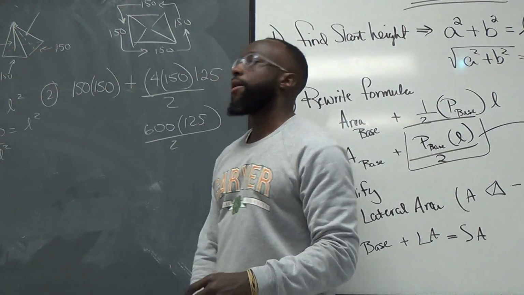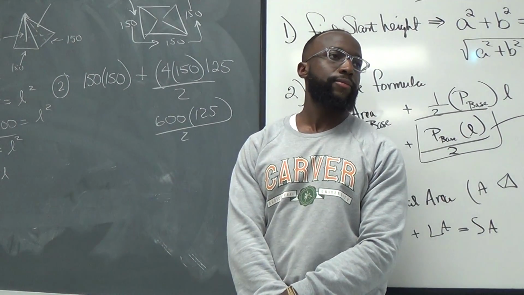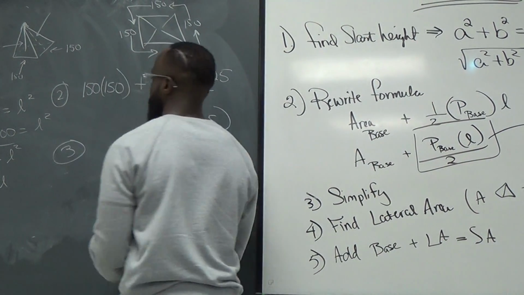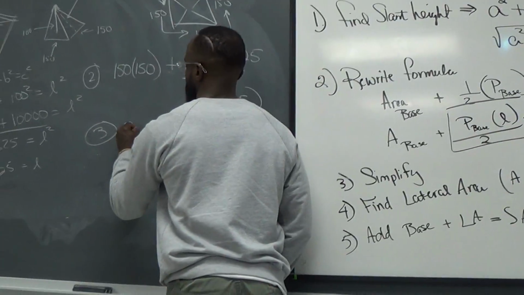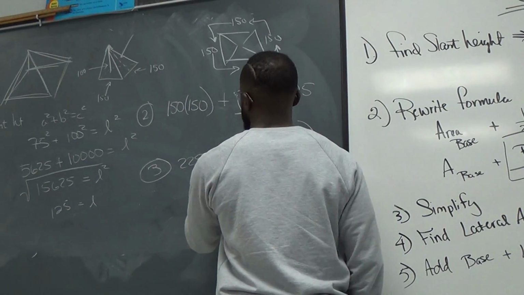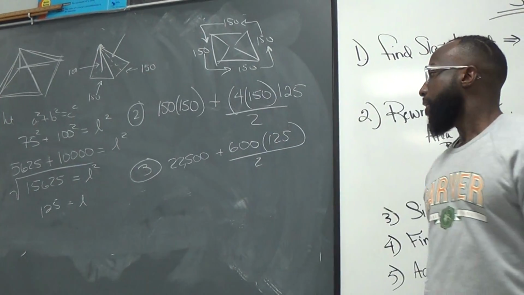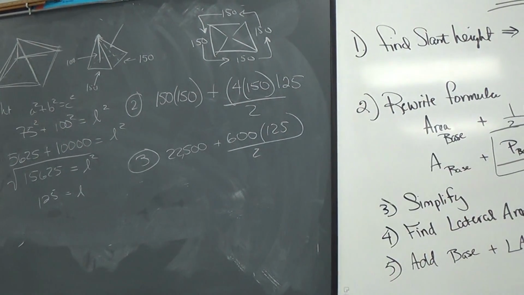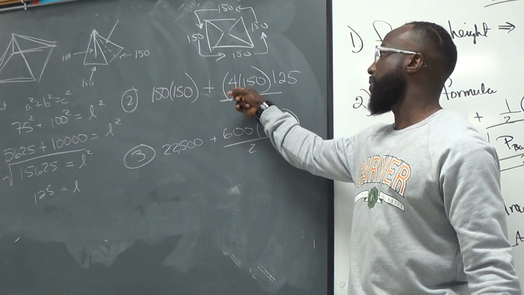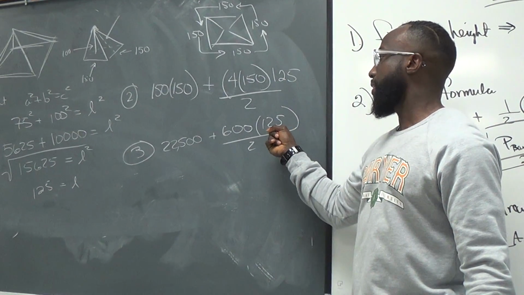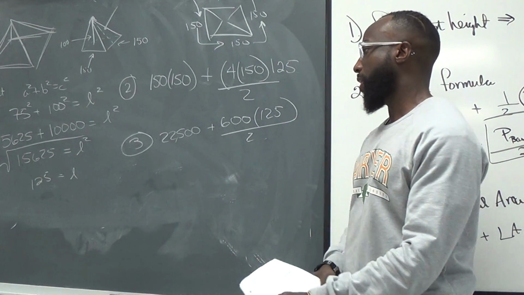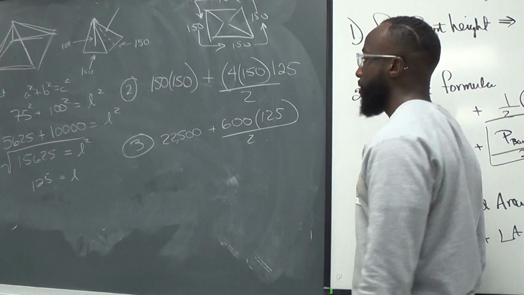What about 150 times 150? Is it 3,000? No, it's going to be bigger than 3,000, right? 22,500. Alright, so that was step 3. You want to simplify. We simplified by multiplying out the area of our base plus the perimeter times the slant height over 2, okay? Now we can find the lateral area.